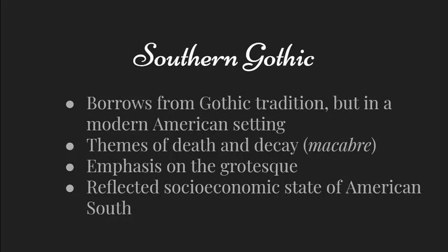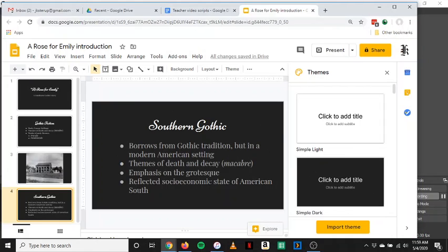It borrows from those elements of the Gothic tradition, but now in a modern American setting. We again see those themes of death and decay, but here in the American South, post Civil War, there is a very strong emphasis on elements of the grotesque, of things that are gross, that are disgusting, things that repulse us. I think it's important to note that the idea of Southern Gothic really is a reflection of the socioeconomic state of the American South. And it's important to know all of this going into A Rose for Emily because all of these things are reflected in the story. All right, so now I am going to read the story itself.